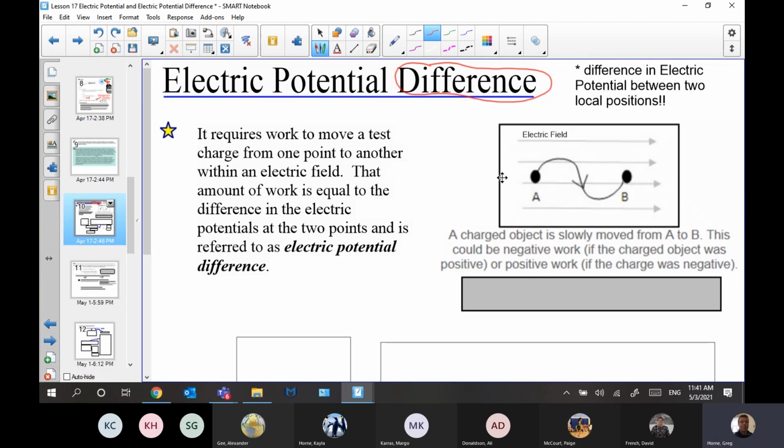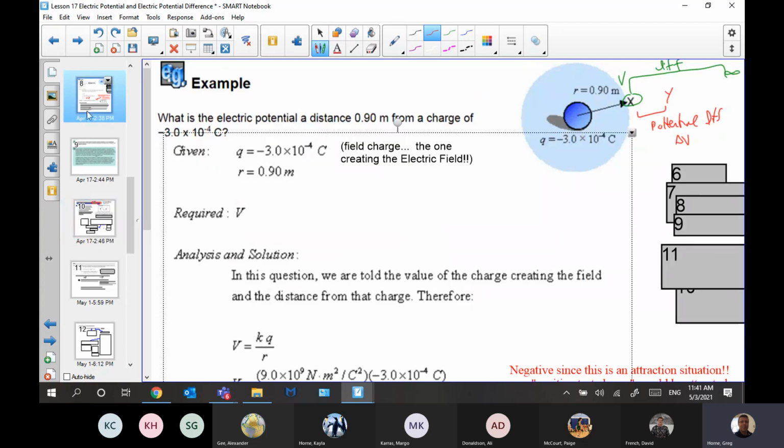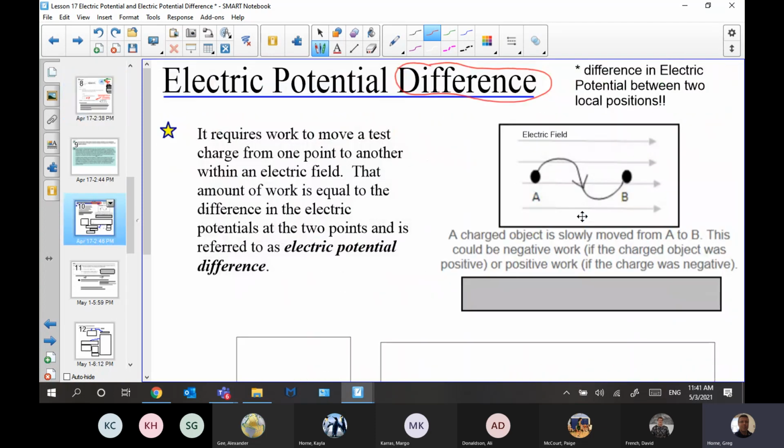So if we have an electric field and we're moving from one spot to another, this curved line here, I'll explain why they're doing that. But basically we're going from A to B, or it was X to Y in the previous question, no big deal. So moving it from one spot to another, the work done there is your delta E, the resulting delta E.